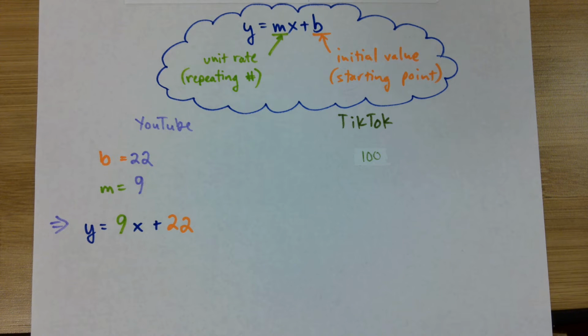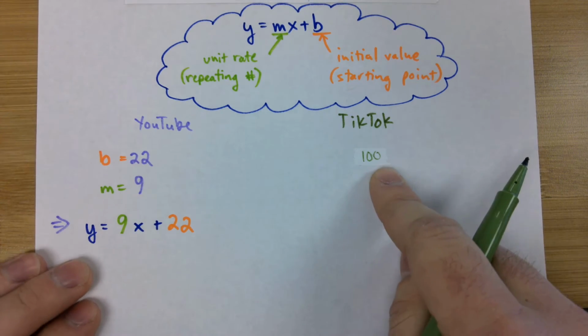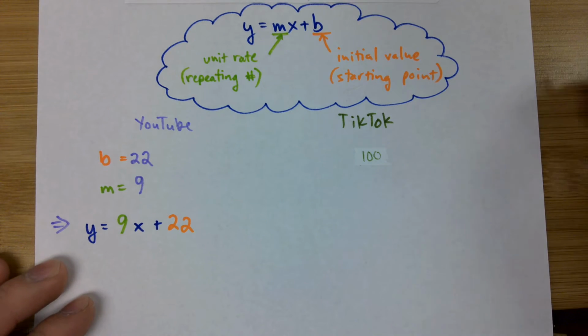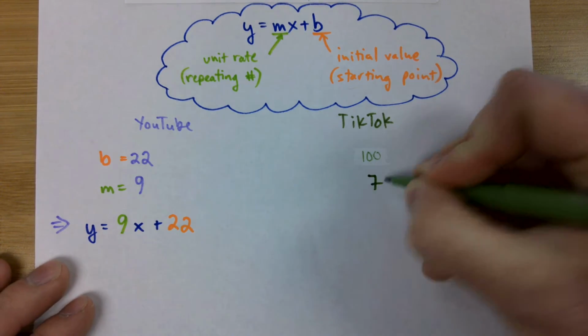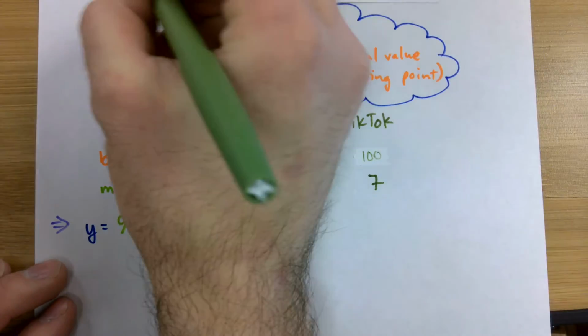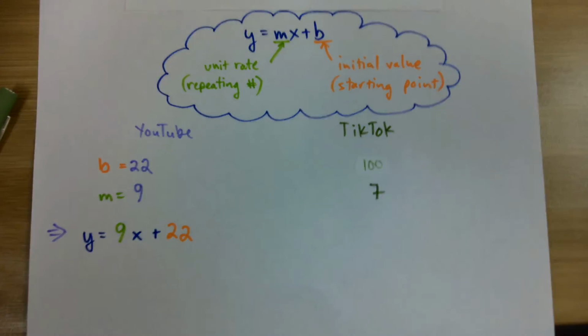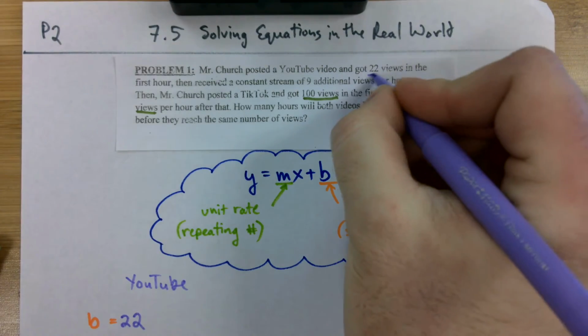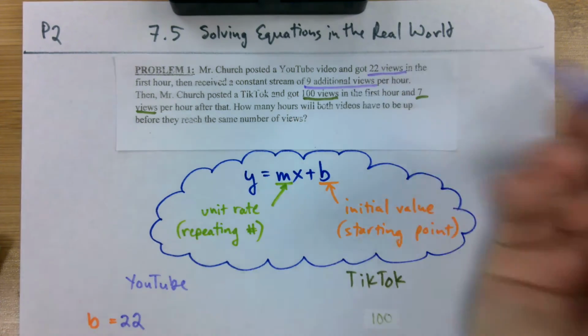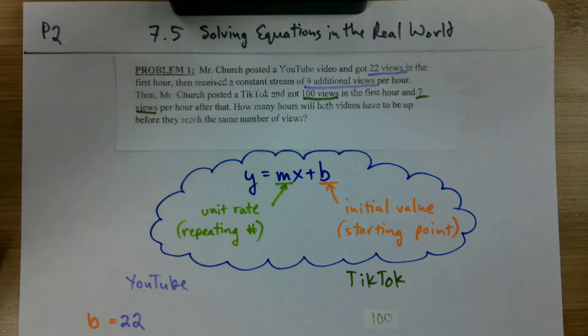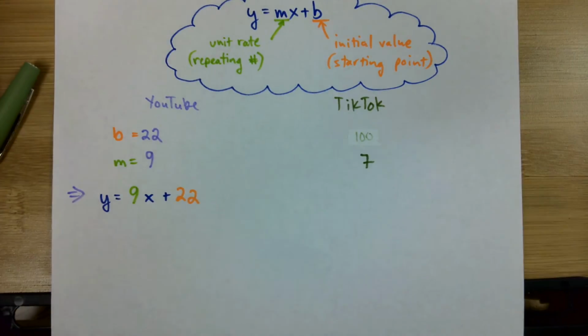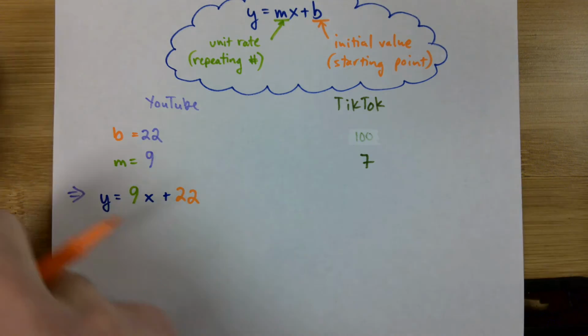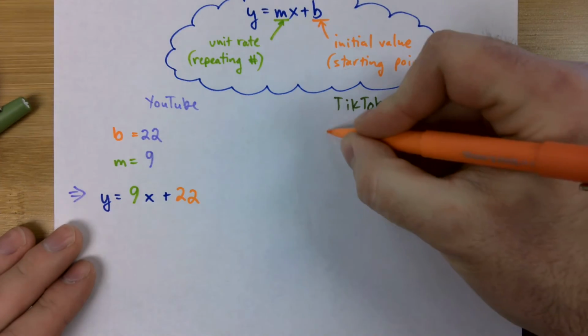So, the TikTok gets 100 views in the first hour. How many views does it get per hour after that again? 7. So, 100 views, and then 7 views. And then we got 22 views in the first hour, and then 9 additional views after that. Just separating the information here. So between 100 and 7, which of those is going to be our starting point, and which is going to be our repeating number? Who can help me out? Theo? 100 will be the starting point, and 7 will be the repeating number.